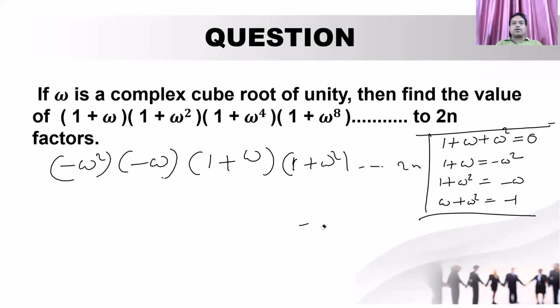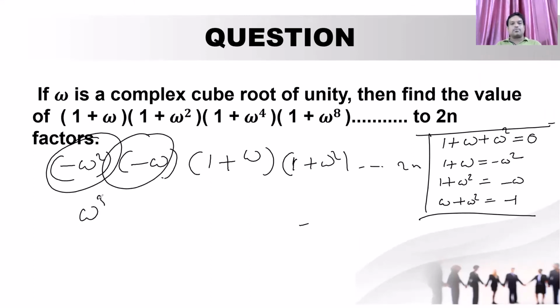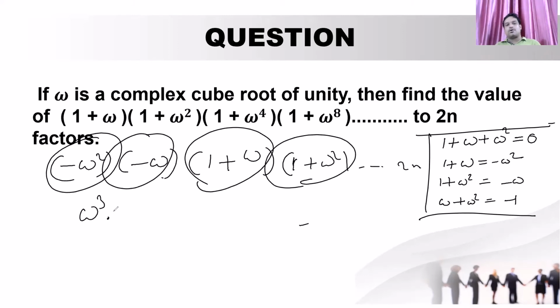Now next, what is the value of the first two factors' multiplication? Minus omega square into minus omega, that is omega cube. And here also minus omega square and minus omega, again omega cube. So similarly up to n factors.